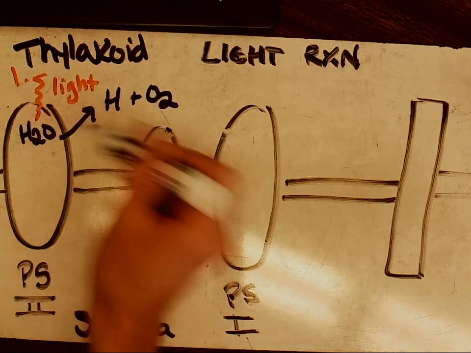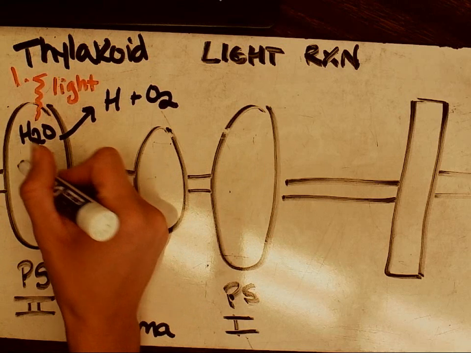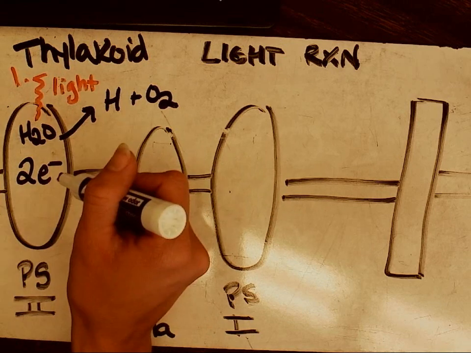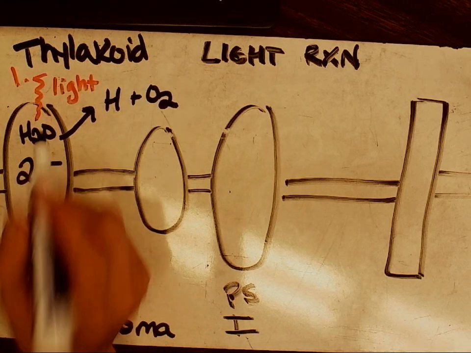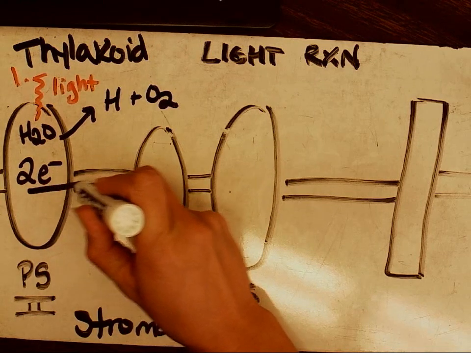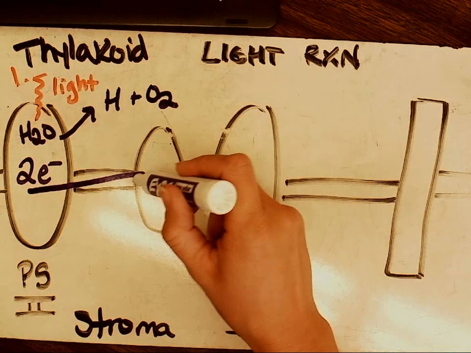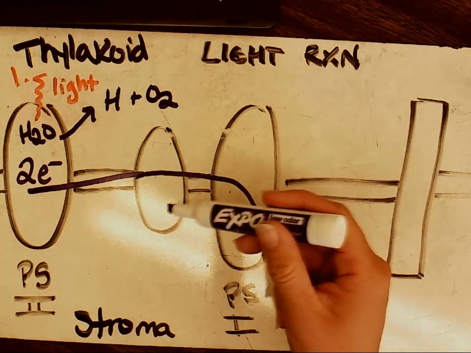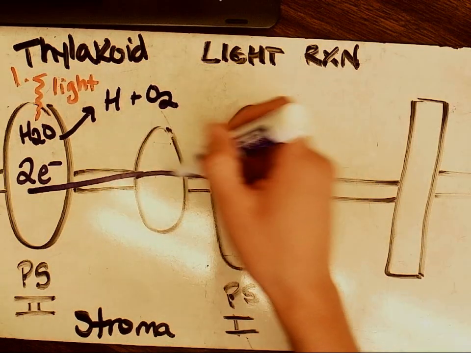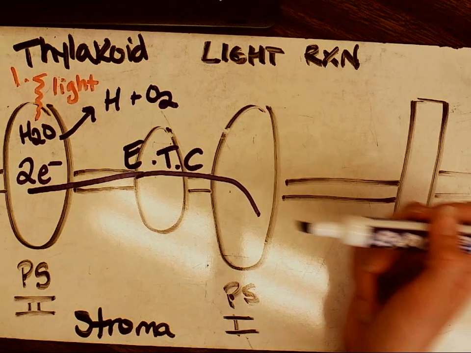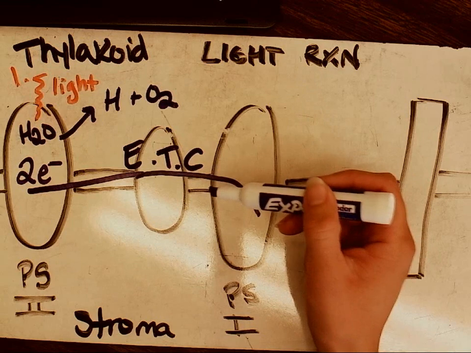Not only is water breaking down, but water is going to donate 2 electrons in photosystem 2. These electrons, absorbing the light, are going to have lots of energy. They're really excited and they want to move. These electrons are going to be passed through these proteins on the thylakoid membrane all the way over to photosystem 1. The path that they take is called the electron transport chain, and we can abbreviate that as the ETC.